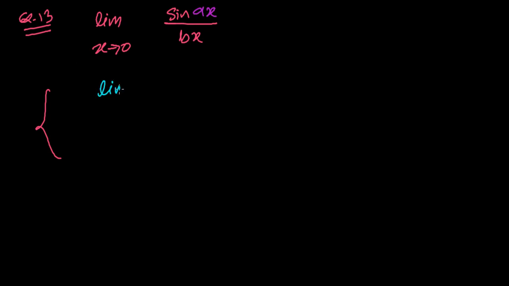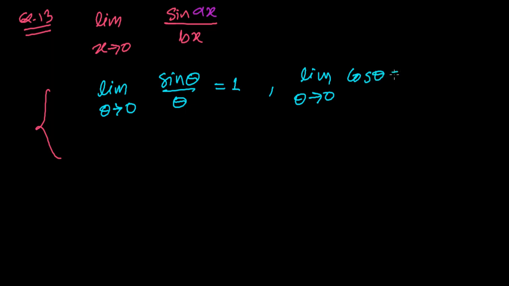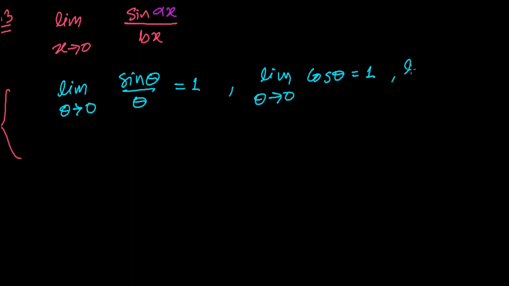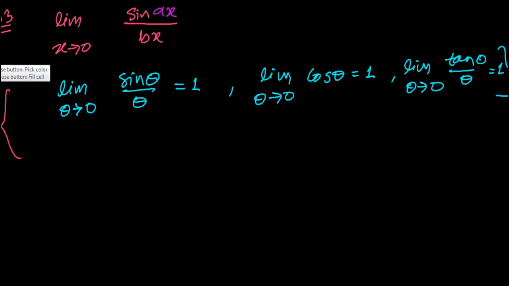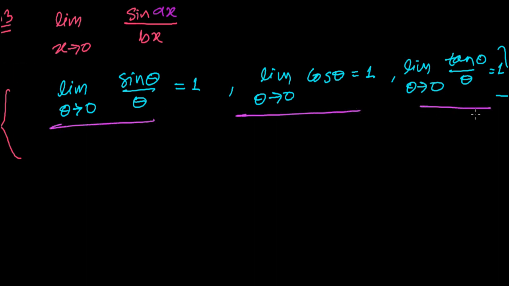Whenever our limit question is like the limit, let's say here theta is some angle, tends to 0, sine of the angle divided by the angle is equal to 1. Similarly for the cosine, limit as the angle tends to 0, cosine of the angle equals 1. And for the tangent, limit when theta tends to 0 is quite similar to sine: tan of the angle divided by the angle equals 1. So these are the three major formulas that we're going to use to evaluate the limit of trigonometric functions.